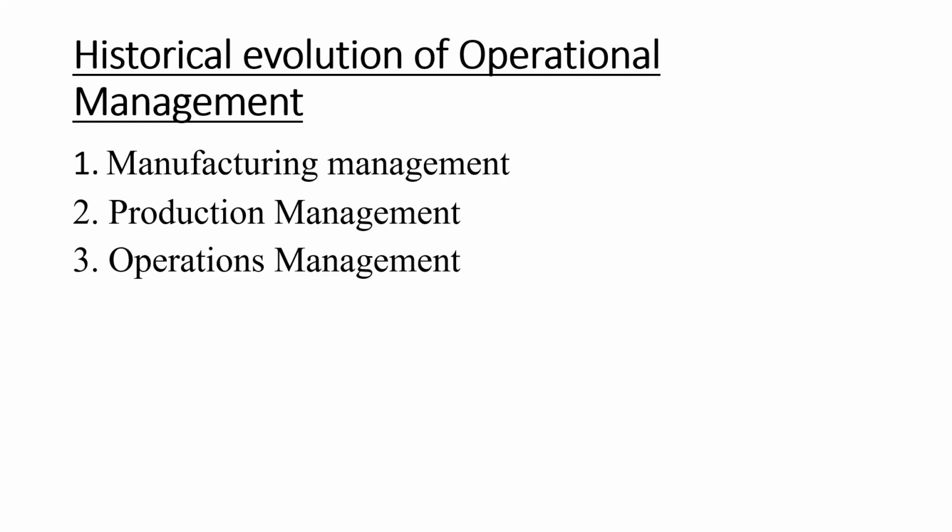Then after this period, that manufacturing name also changed to production management, because production management became the accepted term from 1930 to 1950. As Frederick W. Taylor's works became more widely known, managers developed techniques that focused on economic efficiency in manufacturing.